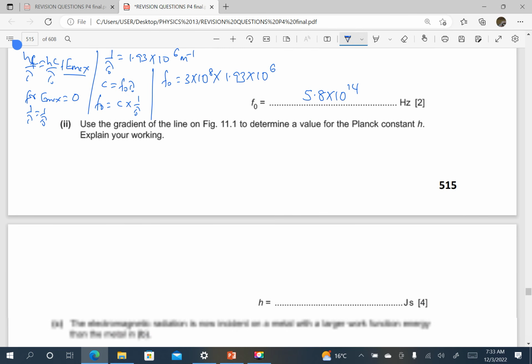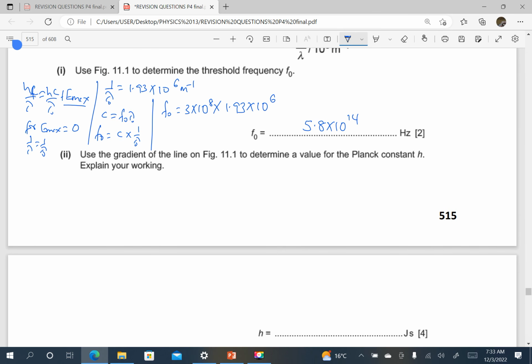Use the gradient of the line on the figure to determine a value for the Planck constant h. Note that from the equation we have hc over lambda equals the work function plus Emax. When you make Emax the subject, we have already seen that the gradient is equal to hc. The gradient is equal to hc. It is always a constant. So let's find the gradient.